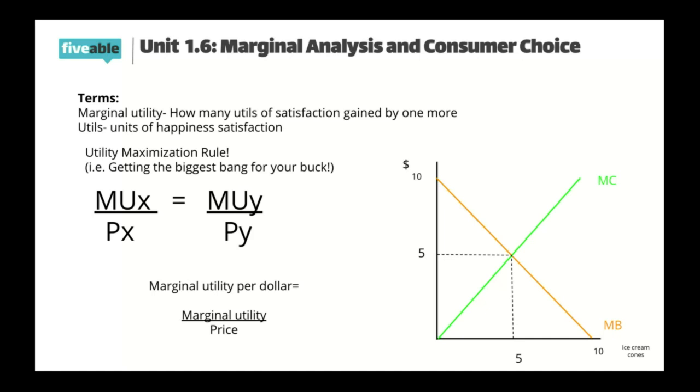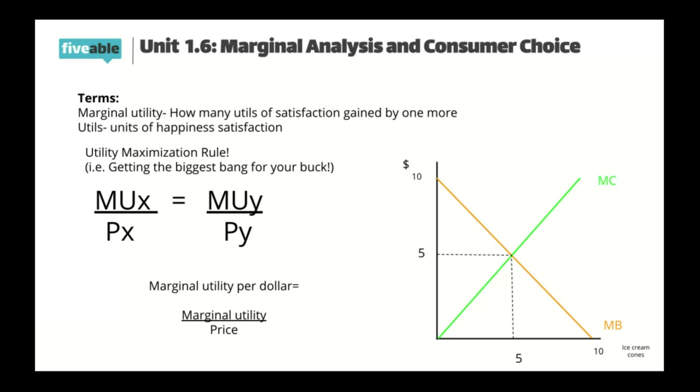Unit 1.6 is a little bit of a toughie. We're going to take what we learned in 1.5 and put it together. This is where we get marginal utility, how much happiness or satisfaction, is a good way of saying it. We measure it in utils. My own students talk about their utils and how many utils they have during a test. Hint, it's not very many. How many utils of satisfaction are gained by one more?